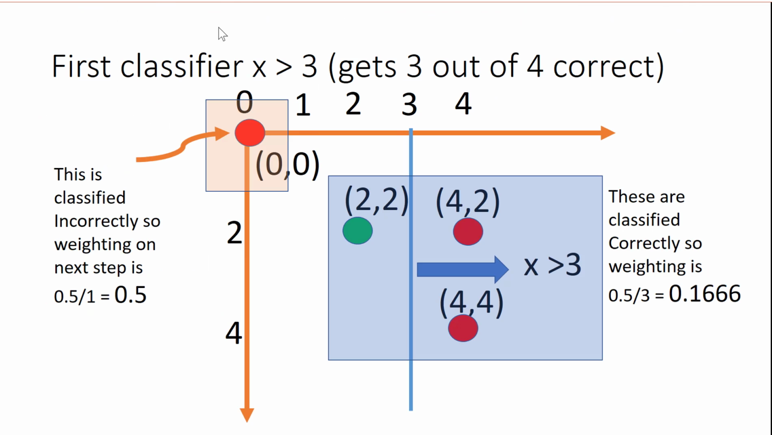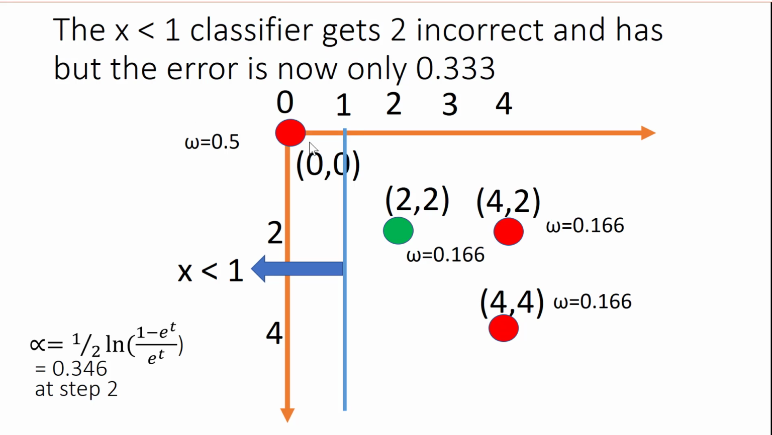So the first classifier gets 3 out of 4 correct. And so the weightings now of the points are these. These 3 points on the right here get a weighting of 0.16, and the misclassified one gets a weighting of 0.5. Now with those weightings, we reapply the other 2 classifiers. So we apply this classifier. Now in this case, we get 2 wrong. Okay, so we get these 4.2 and 4.4 wrong, but their weights now are only 0.16.